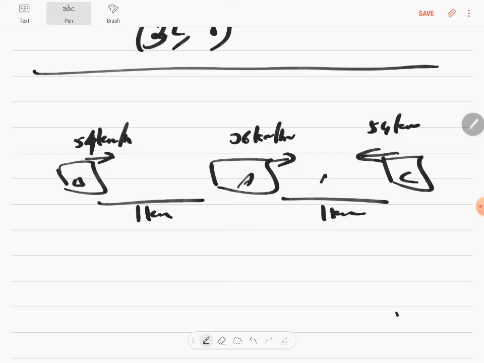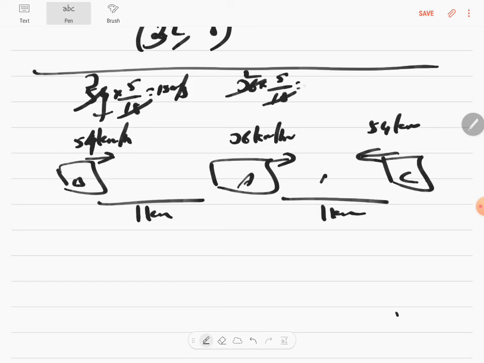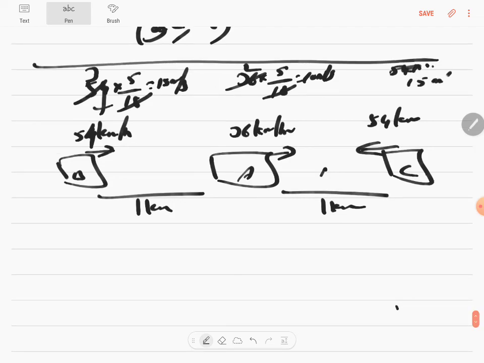First of all, you cannot have the speed in km per hour. You change it to meter per second. Changing 54 into 5 by 18, 18 3s are 54, so 15 meter per second. 36 into 5 by 18, 18 2s are 36, so 10 meter per second. And 54 again gives 15 meter per second. So this is 15 meter per second, 10 meters per second, and this is 15 meters per second.